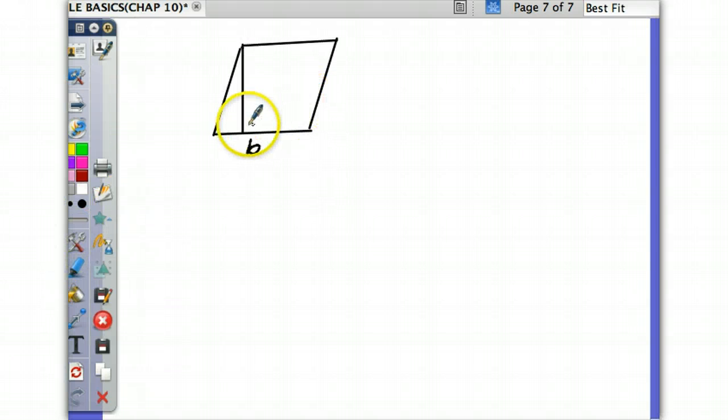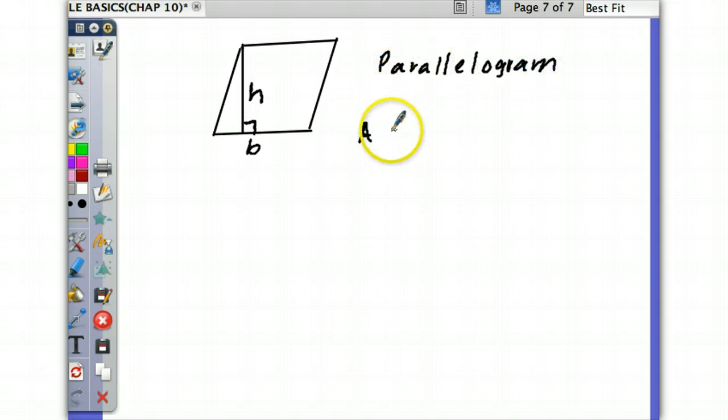All right. So the height has got to be perpendicularly measured above the base like this. And the area, this is a parallelogram I should say, this one might not be so familiar. It's going to be just the base times the height.